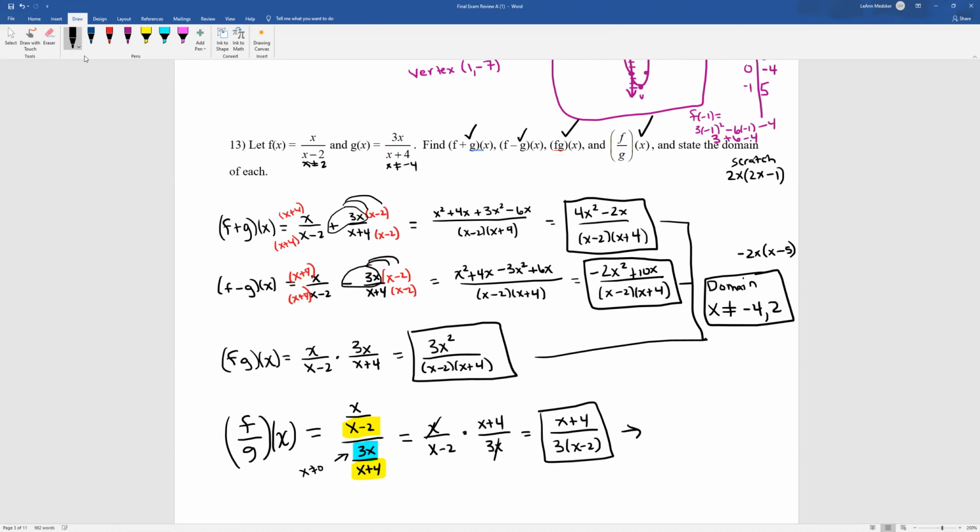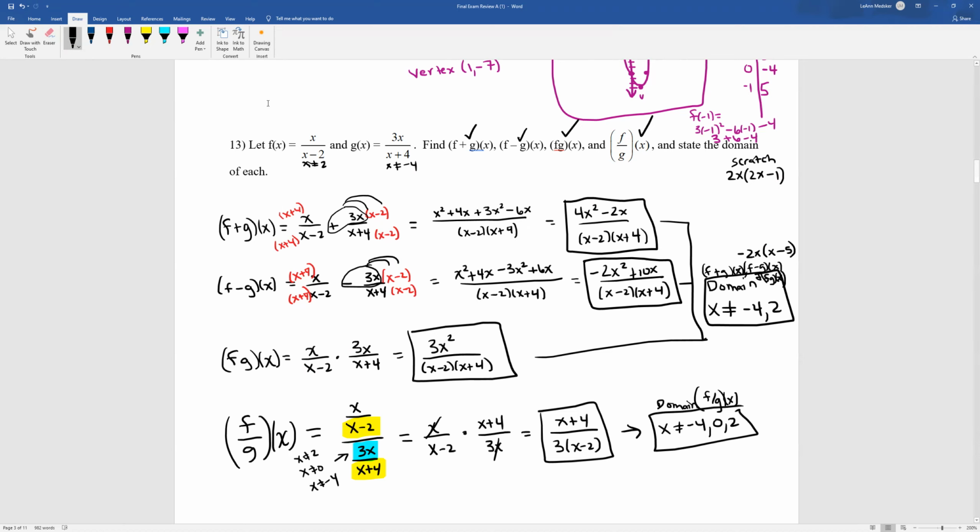We need to throw out 0 because 3 times 0 would be 0. So we have to throw out an extra value when it's rational functions and there's an x in that numerator in the denominator of the big fraction. So that would be x cannot equal negative 4, 0, and 2. So that's the domain of this portion, f over g of x. And this was the domain for add, subtract, and multiply.